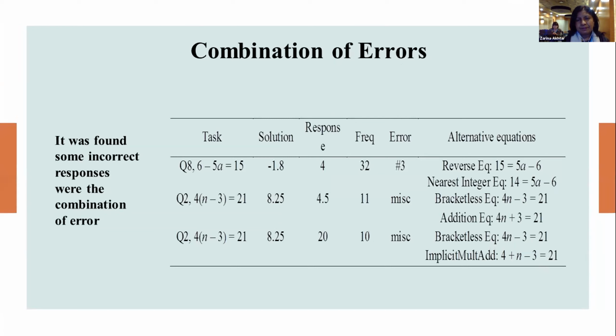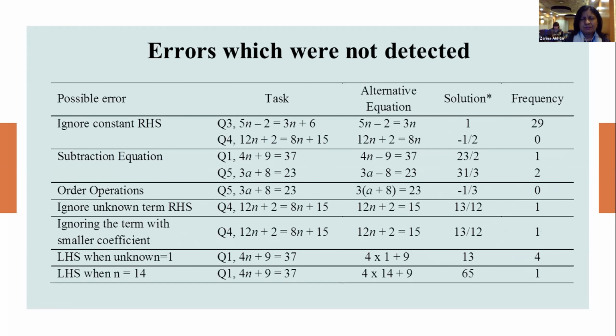There are some students where we find a combination of errors on some equations. Some incorrect responses were found with a combination. Like question 8, the task was 6 minus 5a is equal to, the student submitted two types of errors: reverse equation and nearest integer equation. For question 2, 4 into n minus 3 is equal to 21, they have a bracketless error and an addition equation error. Similarly, we have found this type of common errors while solving linear equations.